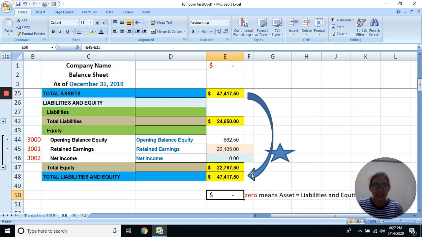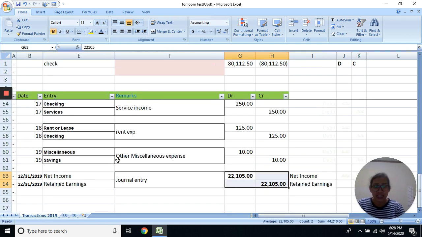So that's all. That's our simple example of this tutorial, where we can see that our transactions, as we inputted it in our spreadsheet, will automatically be inputted on the balance sheet and income statement.